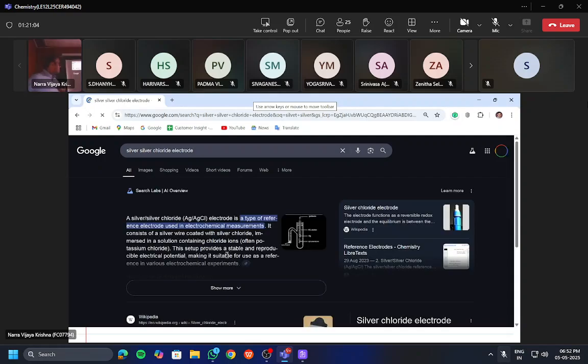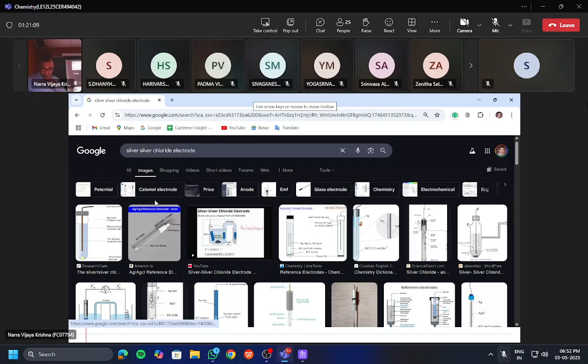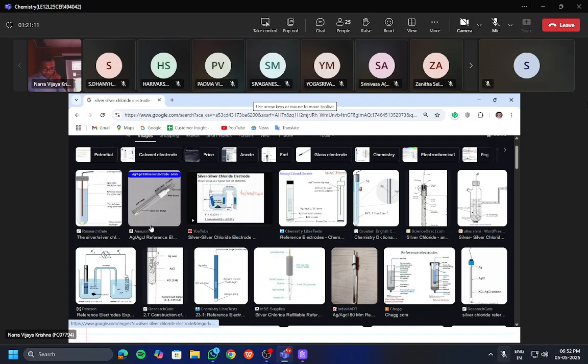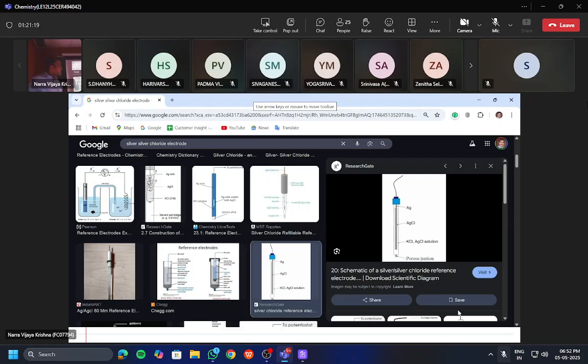Silver chloride electrode. See the diagram. Silver wire is there. On the surface of the silver wire, a silver chloride coating is there, and both are present in KCl solution. That's why it is called a silver chloride electrode. Right? Clear? So this is that.